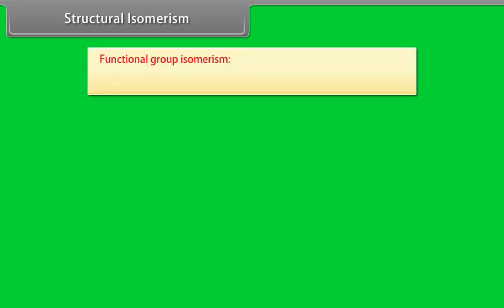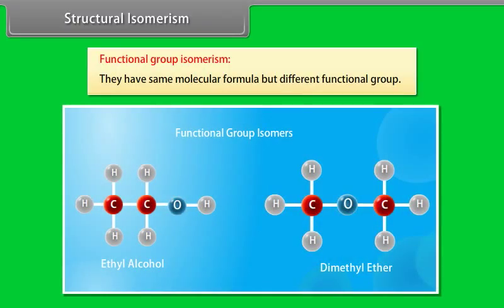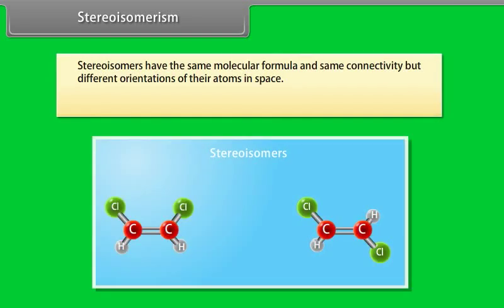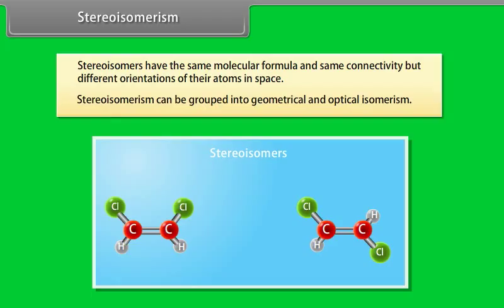Functional group isomerism. They have same molecular formula but different functional groups. Metamerism. This isomerism arises due to non-uniform distribution of carbon atoms on either side of functional group. For example, methyl propyl ether and diethyl ether. Stereoisomerism. Stereoisomers have the same molecular formula and same connectivity, but different orientations of their atoms in space. Stereoisomerism can be grouped into geometrical and optical isomerism.